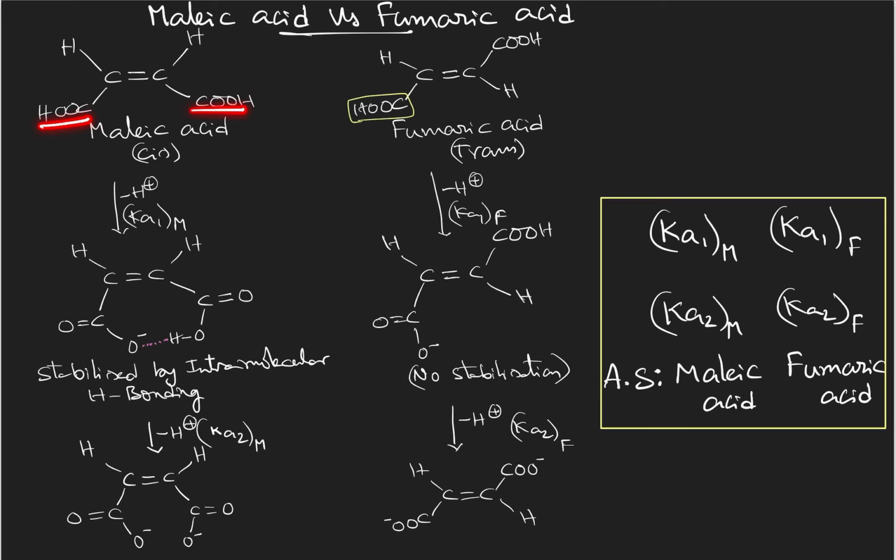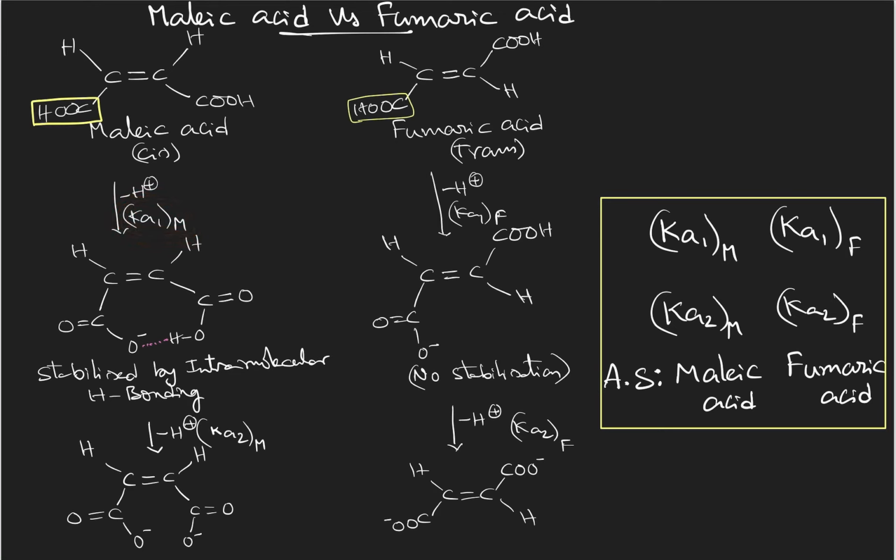So, both of them have two COOH groups. Therefore, they are dibasic acids. And now, let's see how their acidic character depends. In malic acid, from any one of the COOH groups, we can release the H plus ion. For the first H plus ion release, let us take this COOH. If H plus ion is released from this COOH, it becomes COO minus. And for the release of the first H plus ion, the dissociation constant, I am calling it Ka1M.